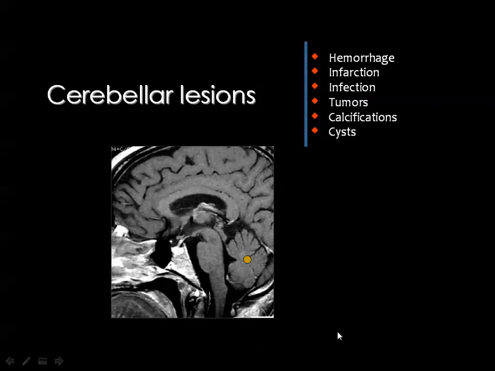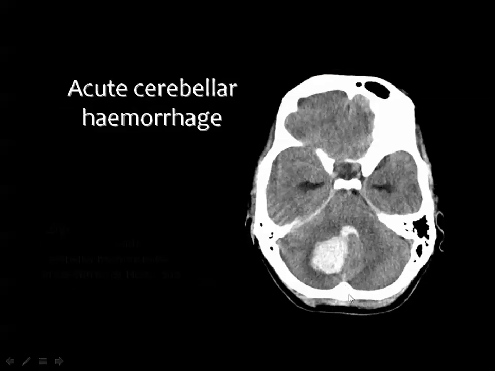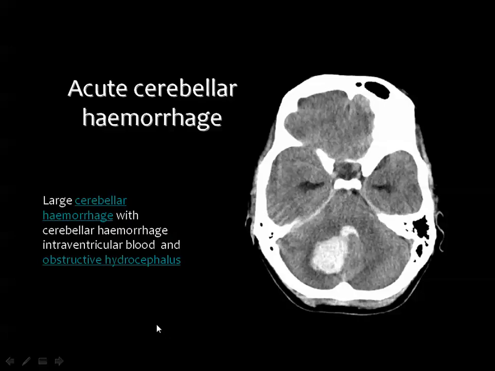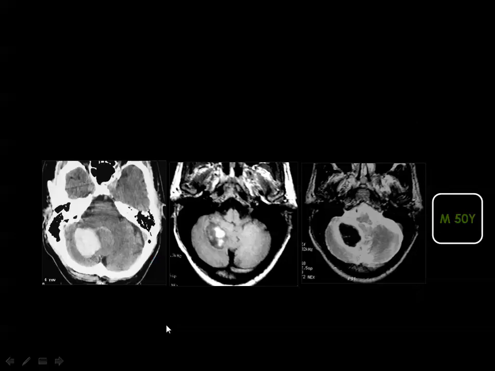Then we came to the third location, which is the cerebellar hemisphere, and the cerebellar hemisphere may show hemorrhage, infarction, some inflammatory lesions, brain tumors, calcification, and cysts. And you should know that the cerebellum is the second most common site for hypertensive bleeding after the temporoparietal area, and this is an acute right cerebellar hematoma extending into the fourth ventricle with some obstructive hydrocephalic changes supratentorially.